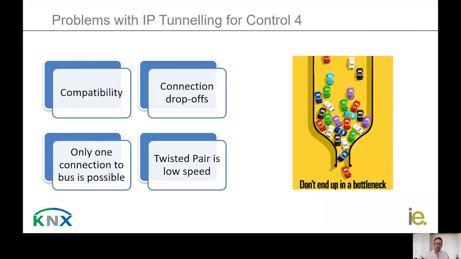And lastly, but not least, the KNX twisted pair bus communicates at a very low speed, 9,600 bits per second, which corresponds to a maximum of around 50 telegrams per second.